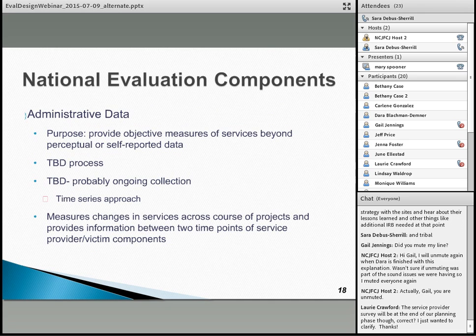The purpose of this is to have a more objective measure of services beyond the perceptual or self-reported data. We are hoping to get some sort of ongoing indicators for this, and this would allow us to measure changes in services across the course of the project, and especially provide information about services between those two time points that we're getting for the service provider survey and the crime victim data, or the child and youth victim data collection. So lots more to talk about here. This one will absolutely need a lot of conversations and collaboration and thinking with the sites as well. We know there's a lot of hurdles with this.